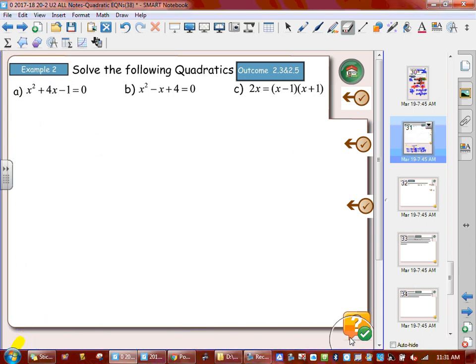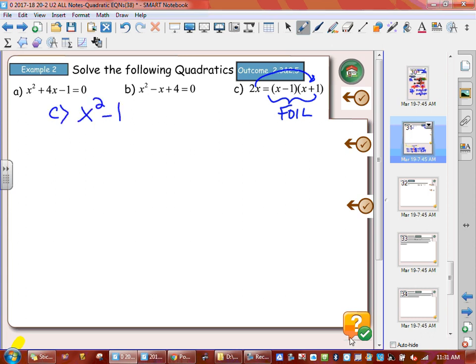So what we have to do is FOIL our carry box, then we bring our 2x over and put it in our answer of the FOIL. So, letter C, when I FOIL it, I'm going to get x squared minus 1 equals 2x.